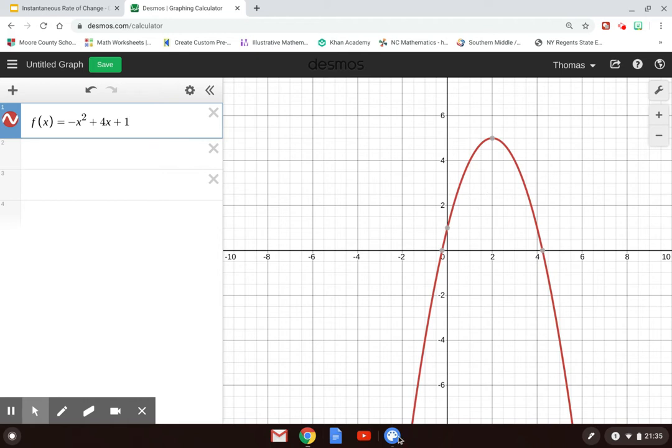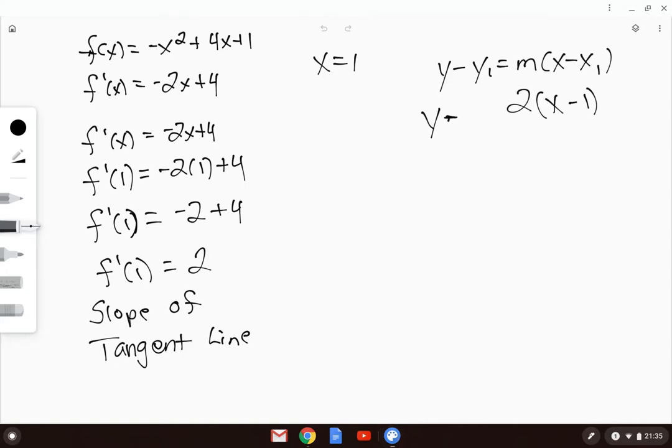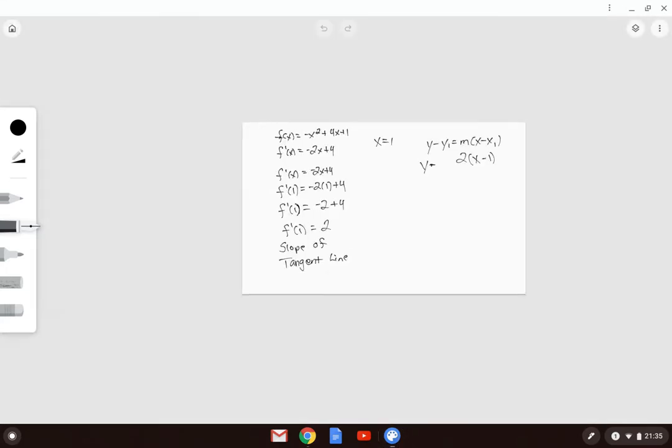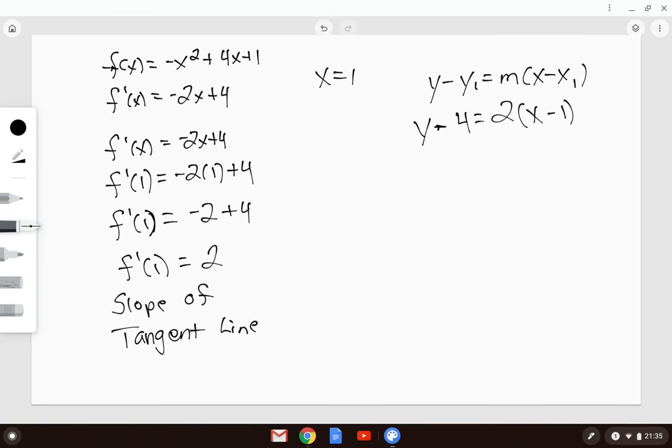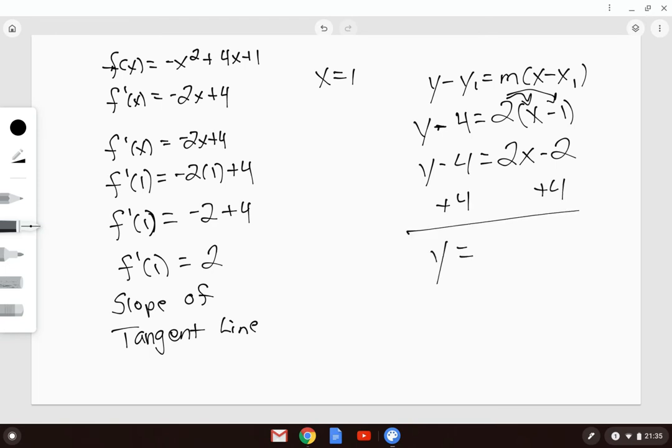So now I'll come back here, and my y value, or my y1, is going to be 4. So now I simply finish my point-slope formula. When I distribute the 2 to everything in parentheses, I get y minus 4 equals 2x minus 2. Then I add 4 to both sides. And my answer is y equals 2x plus 2.